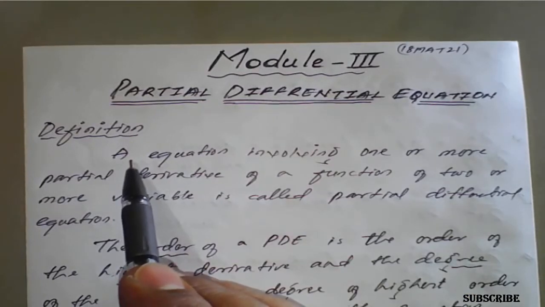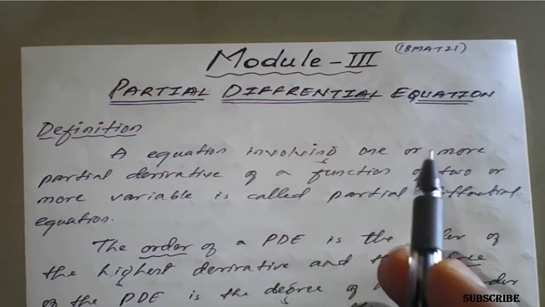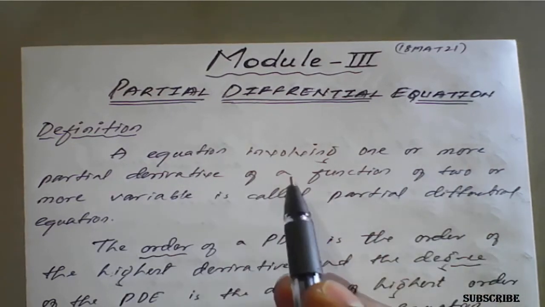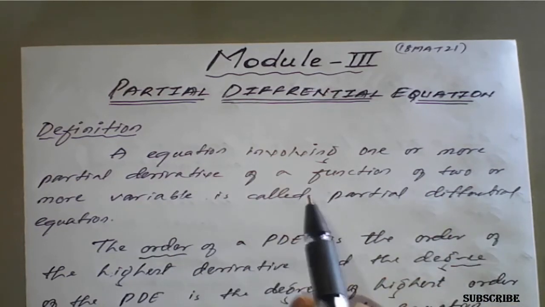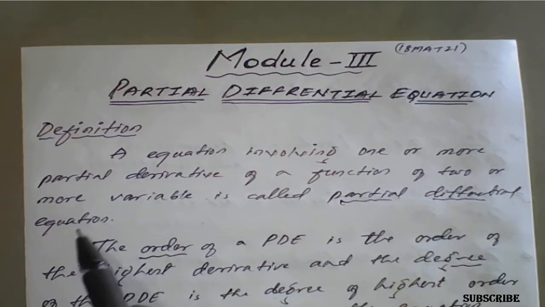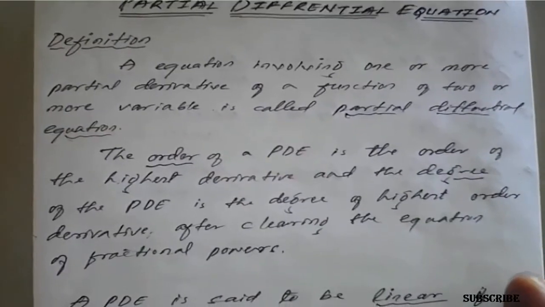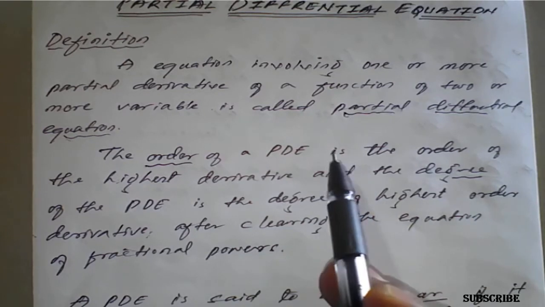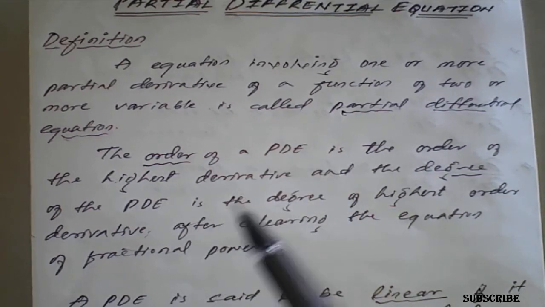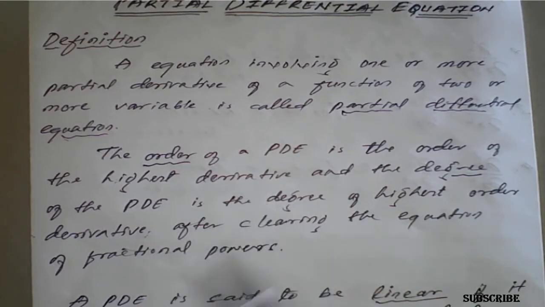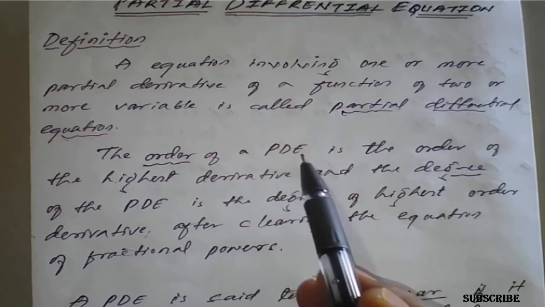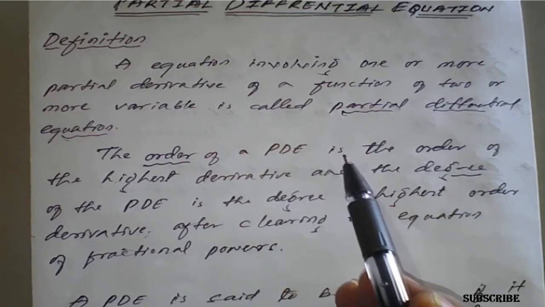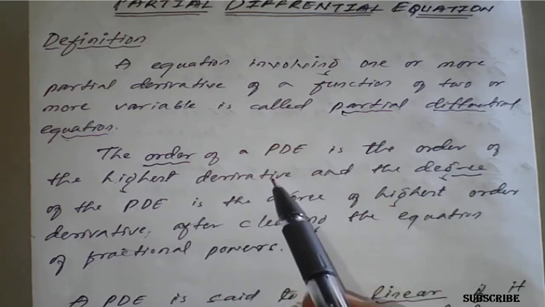What are partial differential equations called? An equation involving one or more partial derivatives of a function of two or more variables is called a partial differential equation. Next, the order and degree of a partial differential equation. Order means what here? First order means first differentiation, second order means second differentiation. Degree means that whatever power the differential equation is raised to is nothing but the degree. The order of a PDE, which stands for partial differential equation, is the order of the highest derivative, meaning first, second, or third time differentiation.